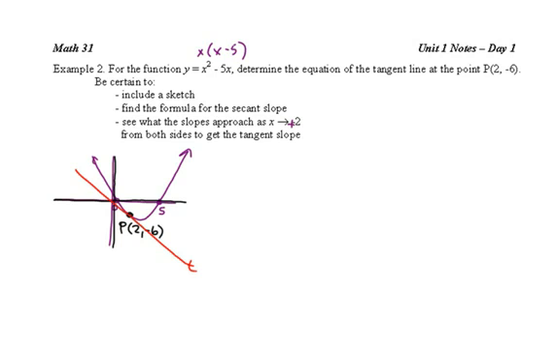I'll put it on this side. So if, instead of x, y, we'd say x, comma, what's our y equal to? X squared minus 5x. Okay?